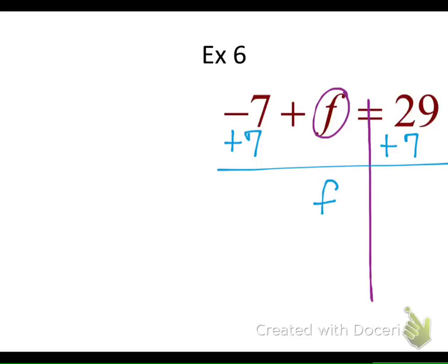Oh, 29 plus 7. Yeah, I'm going to show that those two cancel each other out. Then what do I do? And then you can do 29 plus 7. Okay, what's 29 plus 7? Your answer will be 36.